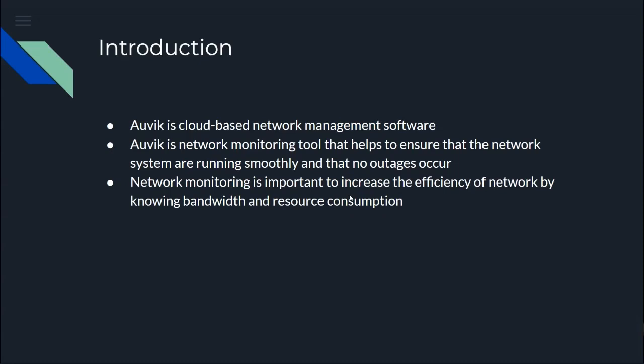AVIC pulls data from sources like CDP, LLDP and forwarding table to meticulously model the layer 1 network diagram, layer 2 and 3, and builds from ARP tables, IP assignment and VLAN association to show you exactly what's on the network, where it is and how it's connected.